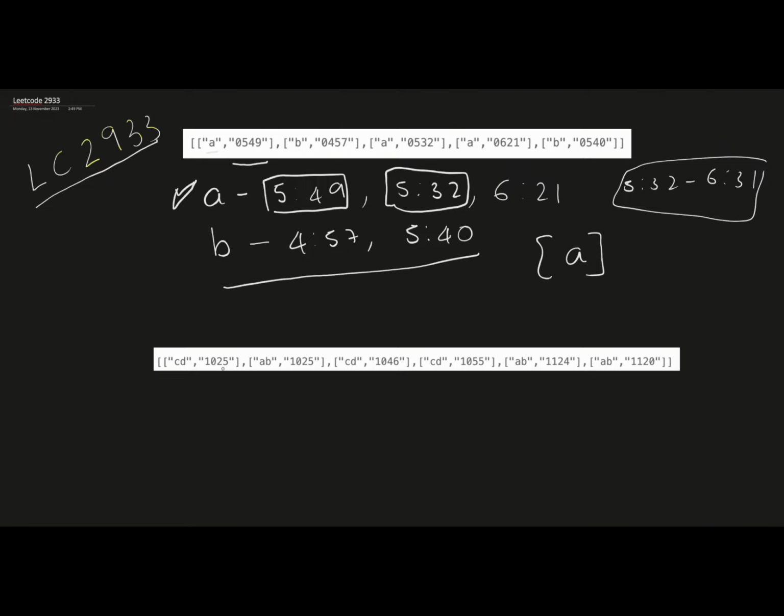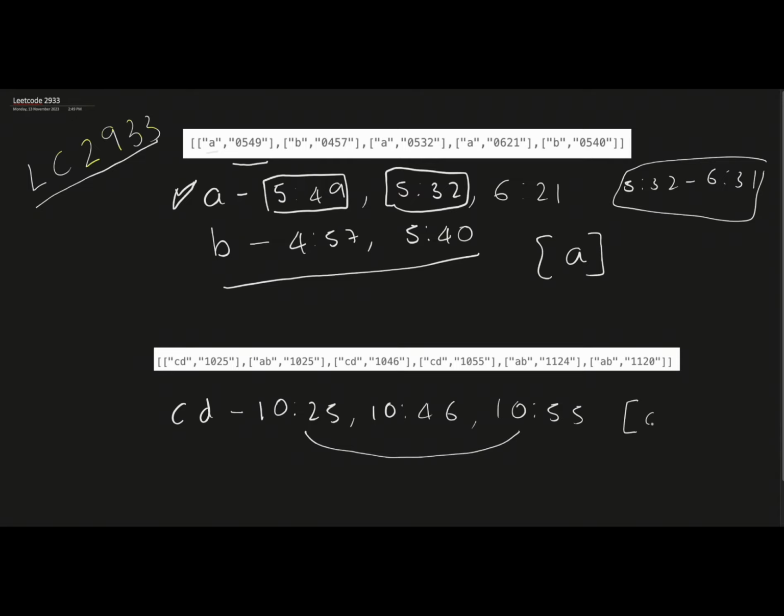Let us consider this example as well. Let us see employee CD. At what times did he access? At 10:25, at 10:46, at 10:55. That's it. As we can see, within a span of 60 minutes, that means from 10:25 to 10:55, less than 60 minutes, he has accessed three times.